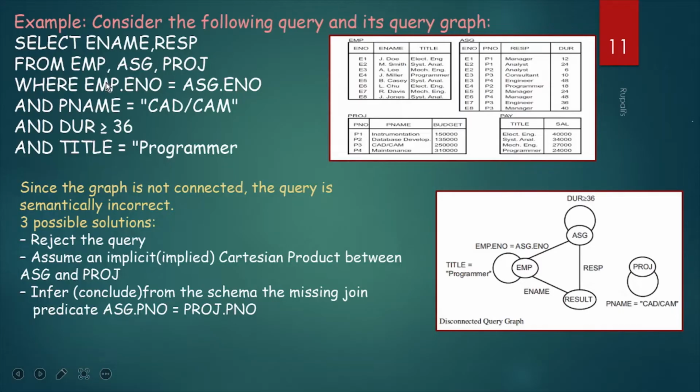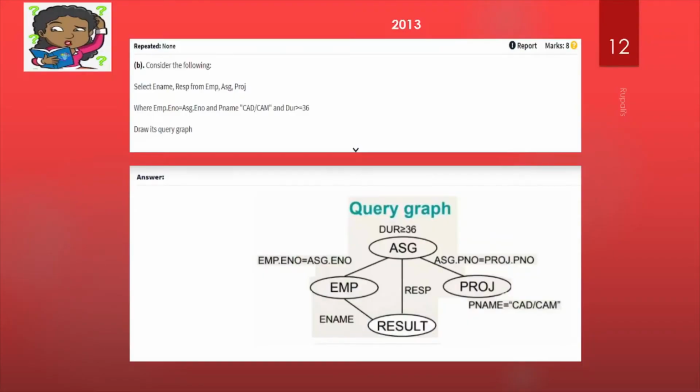Then what should be the solution? How can we make it correct? There are three possible solutions. First, reject the query, means don't consider this query. Otherwise, you can make an implicit Cartesian product between the ASC table and project table. Or you can conclude from the schema the missing join predicate, means you can make a join asc.pno equals project.pno. This type of question comes in your university exam. Here the answer is given.